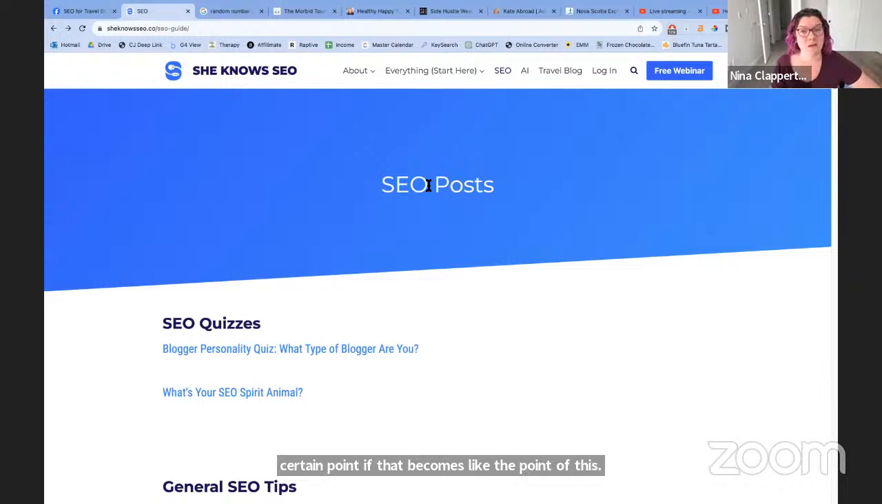If maybe I started with keywords and I changed to SEO, okay, so it changed. That's all right. Ultimately, we just want it to be the easiest navigation possible for our users so that they can find the information that they need as easily as possible.